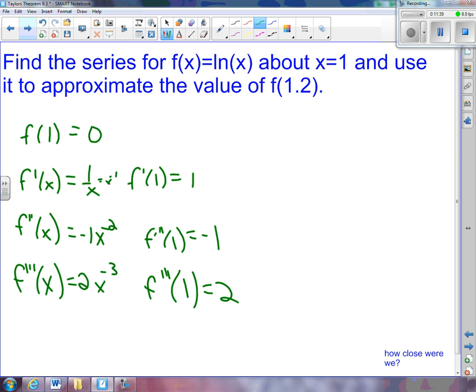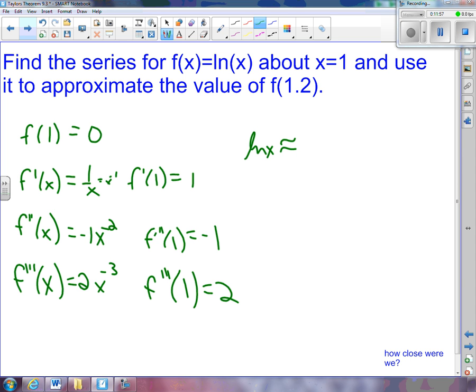Okay, so here we're saying that ln of x is approximately equal to. Why isn't it just equal to? Because it's an approximation. Because I'm only using the third order. If I did it forever, it would be exact.